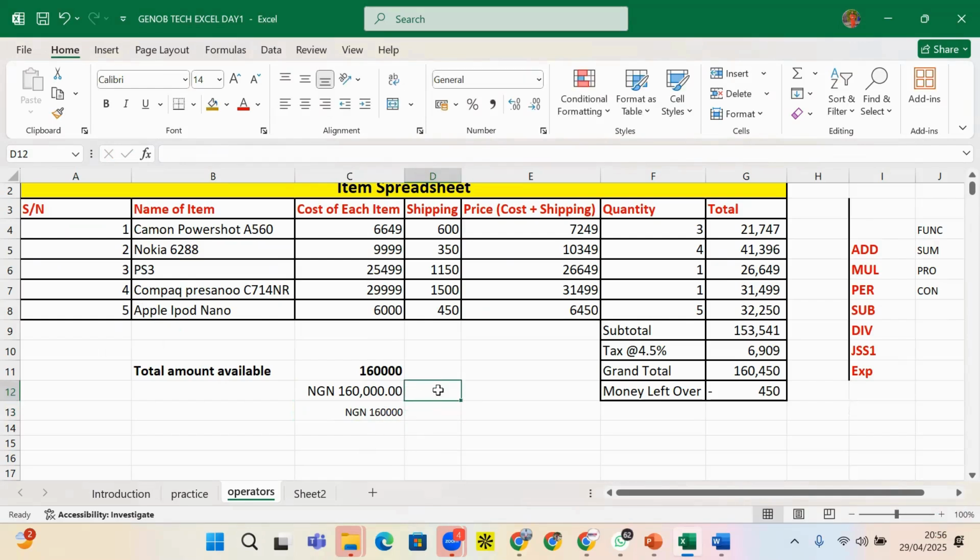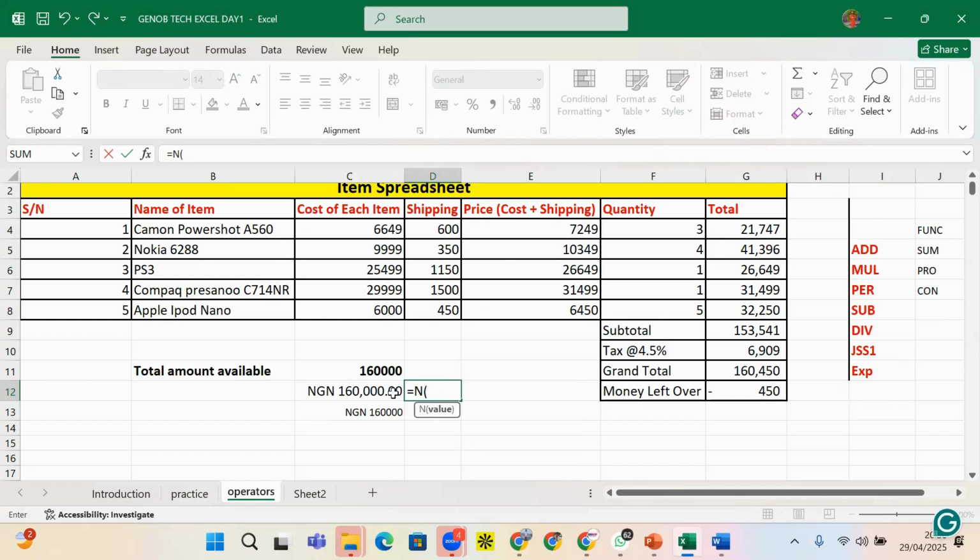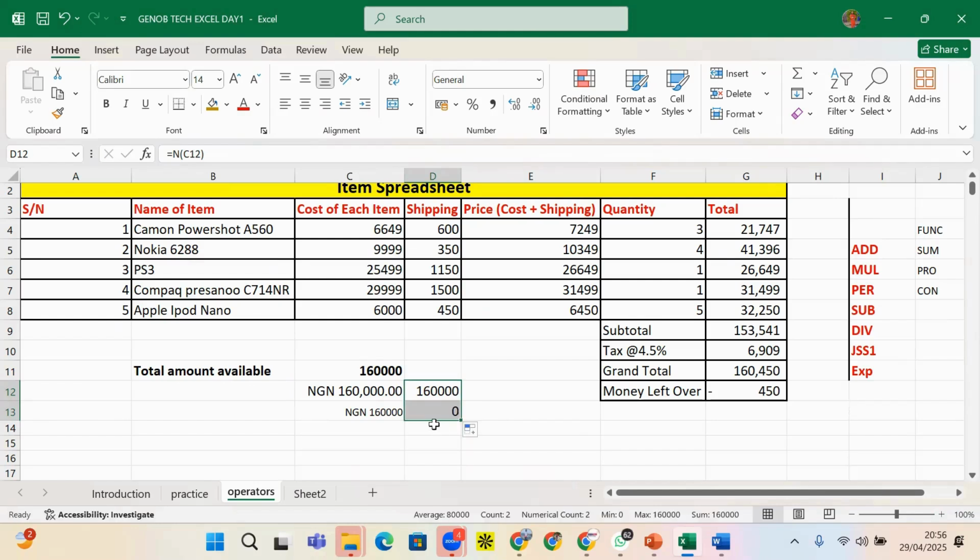So let me check if it is a text: equal to, is it a number? Remember, N is to check if something is a number or not a number. Bam, it returns it as a number, right? If I come here, it returns 0 because it is not a number.